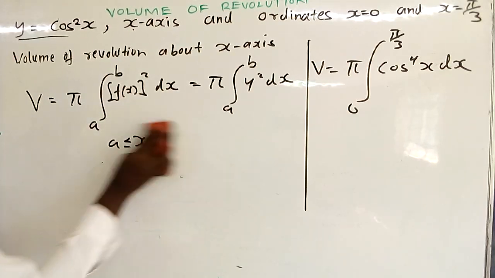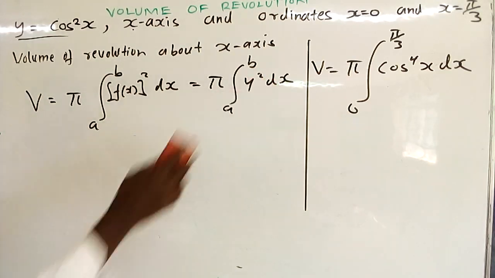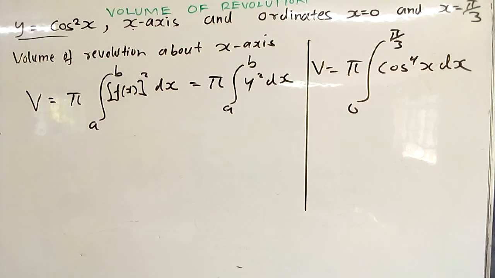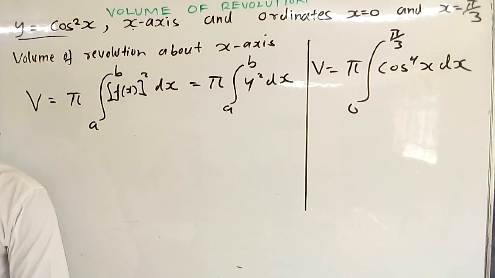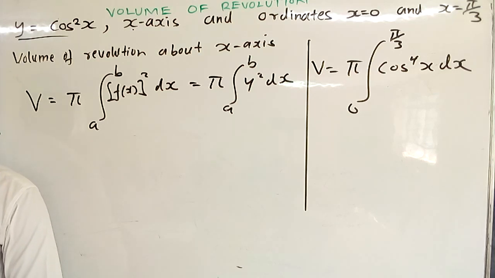Now you ask yourself, how do we integrate that, isn't it? We cannot integrate a cosine function raised to a power, meaning we expand that cos into multiple angles, isn't it? Expanding that cos into multiple angles, we use De Moivre's theorem.